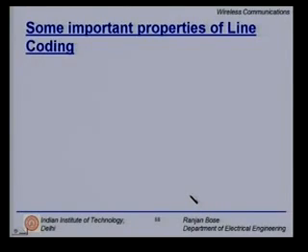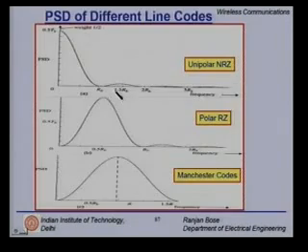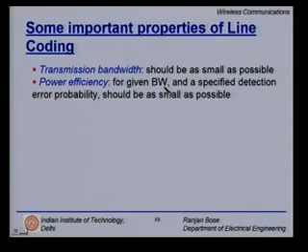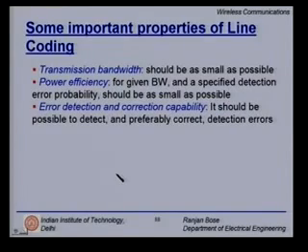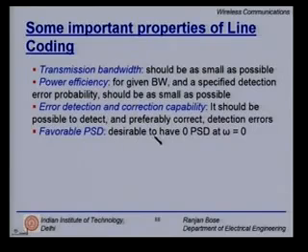What are some of the important properties that we are looking at? How do you find out whether a line code is good? First of all, the transmission bandwidth should be as small as possible. If you go back, you have to see which one has a larger transmission bandwidth, that is more expensive. Power efficiency for a given bandwidth and a specified detection error probability should be as small as possible. Error detection and error correction capability: it should be possible to detect and preferably correct detection errors. Favorable power spectral density: it is desirable to have a 0 power spectral density at 0 frequency.